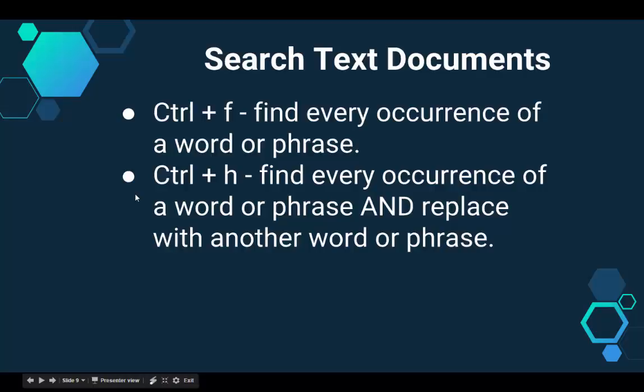Another handy shortcut is the Control-F, which allows you to find every occurrence of a word or a phrase in a document that you're viewing. Control-H will allow you to find every occurrence of a word or a phrase and replace it with another word or a phrase as long as you have editing privileges in that document. So let's look at an example of Control-F and Control-H.